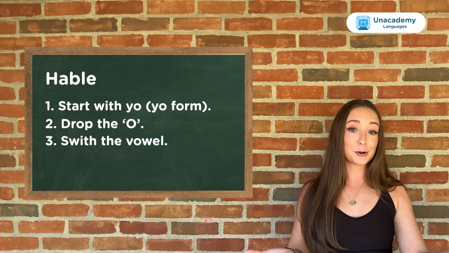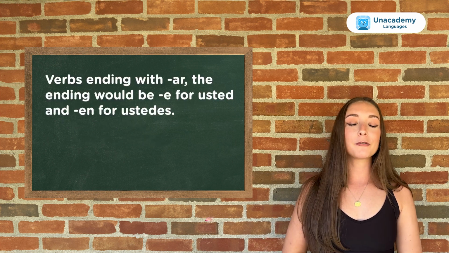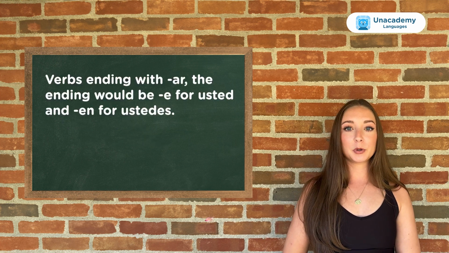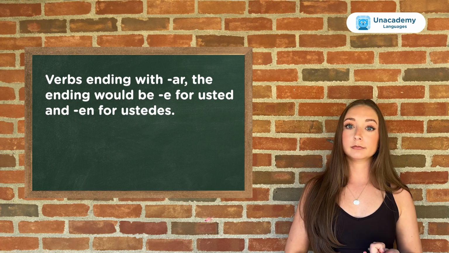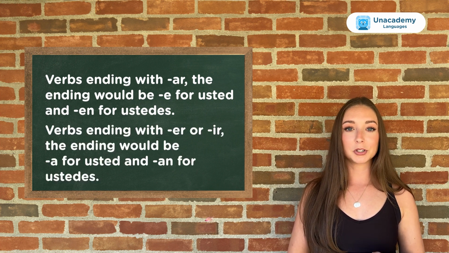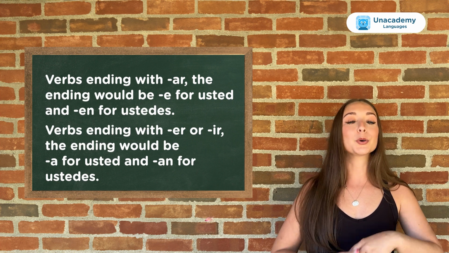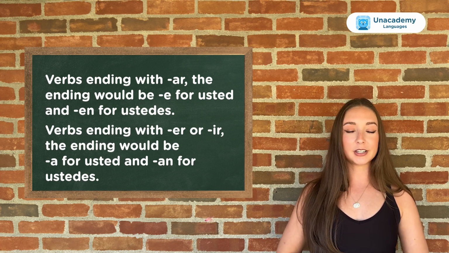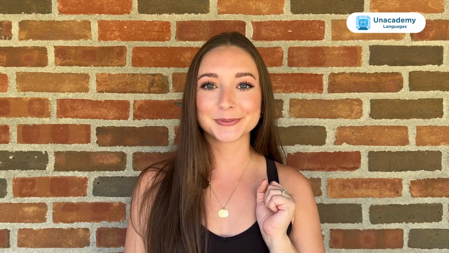And lucky enough, that's also how you form the subjunctive. So for verbs that end in AR, the ending would be an E or EN. And for verbs that end in ER or IR, the ending would be A or AN. AN for ustedes and A for usted. And just like that, you have the formal commands down.